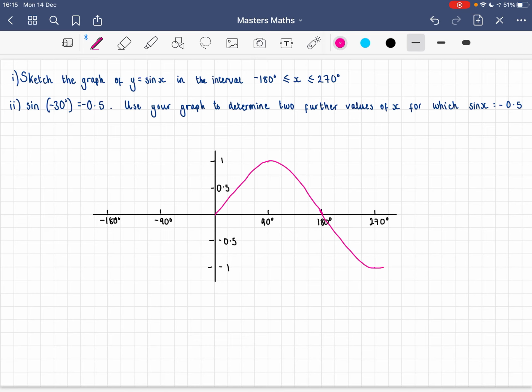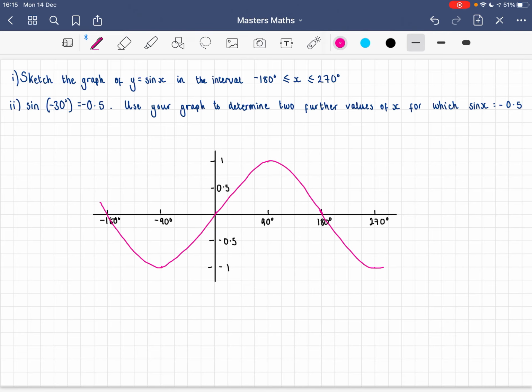to 270, -1 like that, okay? And then same on the other side. We're going down and reaching -1 at -90, and then we are coming back up and crossing at -180. So there is the section of the graph that we are interested in.